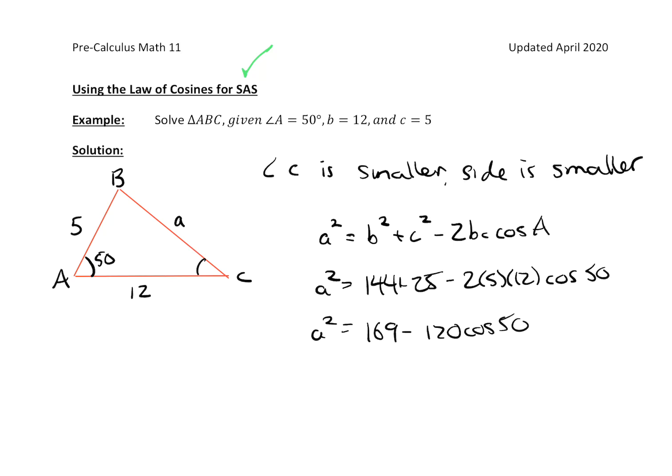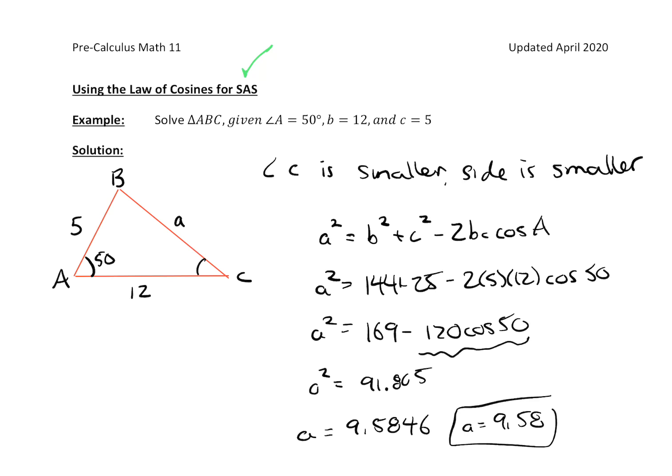Do not do 169 minus 120 first. Remember, this is BEDMAS, this is multiplication, so you have to do that first. So A squared comes out to be 91.865. A is the square root of it, which is 9.5846. And in this case, we can round that to 9.58. So you got A.